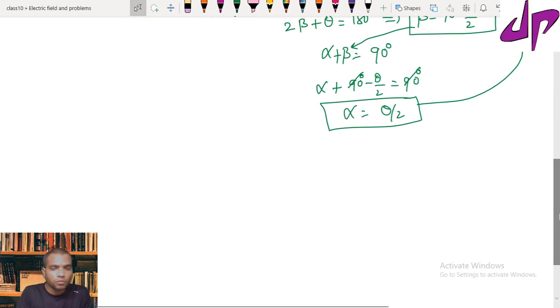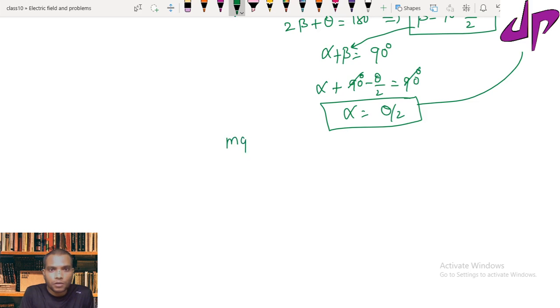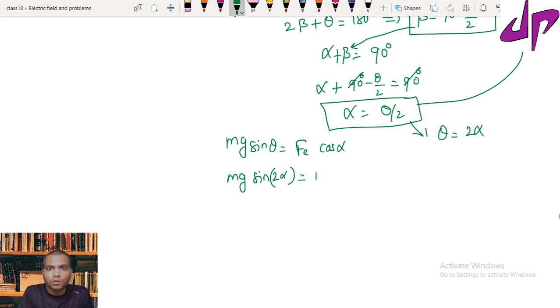Let me take a new blank page. So therefore mg sin theta equal to Fe cos alpha. Now from the above expression, theta equal to 2 times alpha. Therefore mg sin 2 alpha equal to Fe cos alpha.